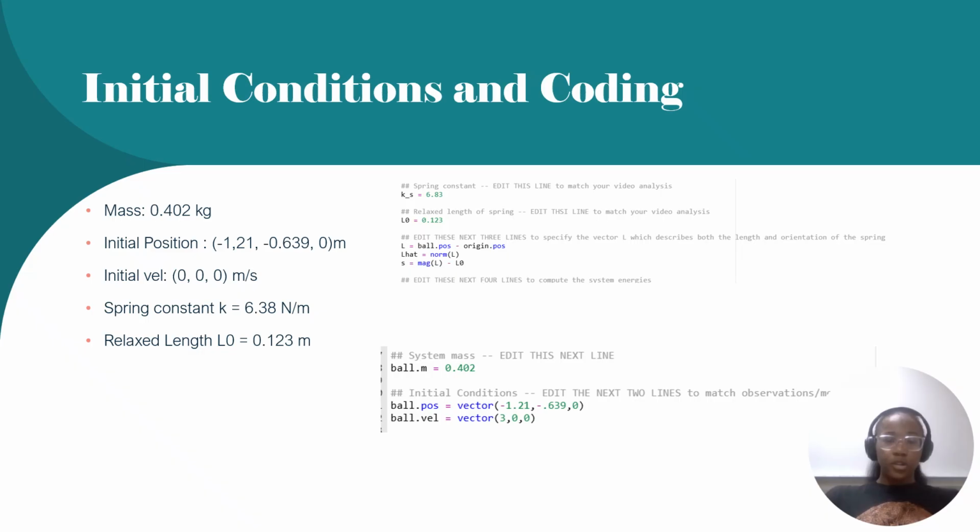The model was initialized with a mass of 0.402 kilograms and the starting position found in Tracker. I calculated the spring constant and relaxed length based on the period of oscillation and the static equilibrium of the spring. These constants allowed the code to accurately calculate the spring force, which is force equals negative k times s times L hat.